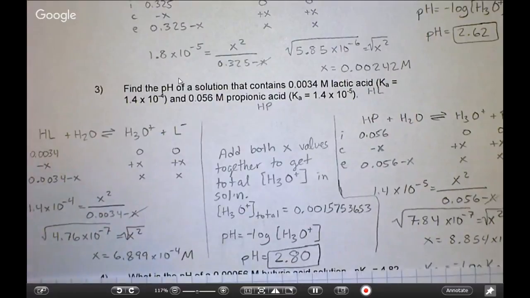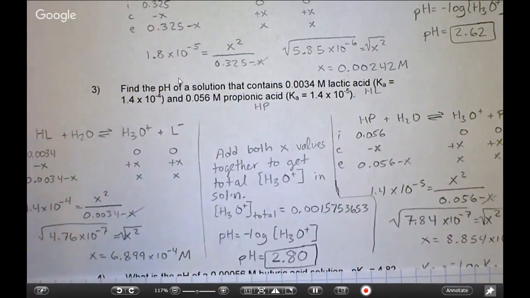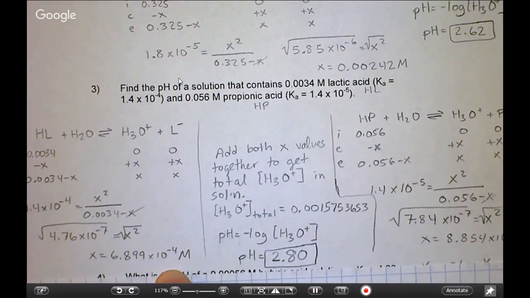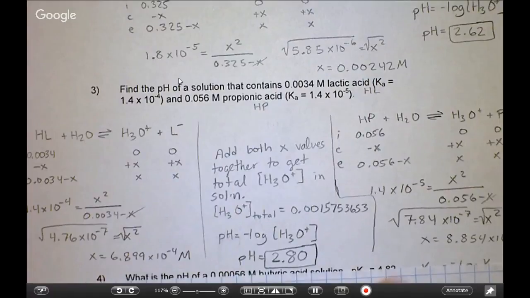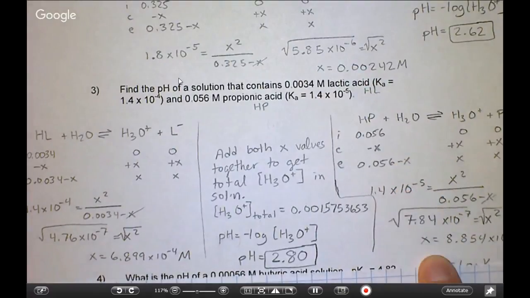So we need to set up 2 ice tables. The first ice table is for the lactic acid. I just called it HL for lactic. And so we set it up following the same setup as 1 and 2. We get an X of about 6.899 times 10 to the minus 4 molar. That's for the lactic acid. And then I did the similar setup for propionic acid on the right side here. And the X I got for that was 8.854 times 10 to the minus 4 molar.